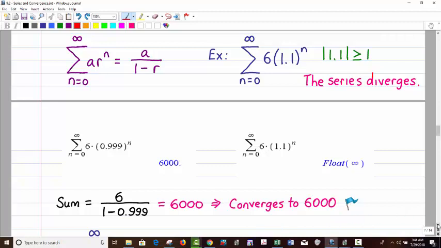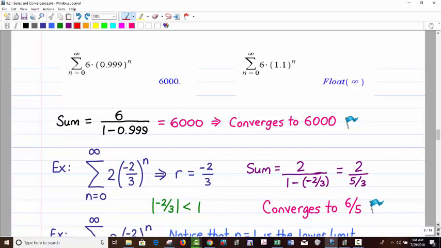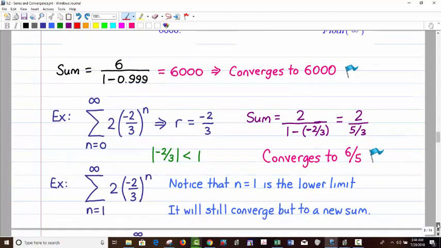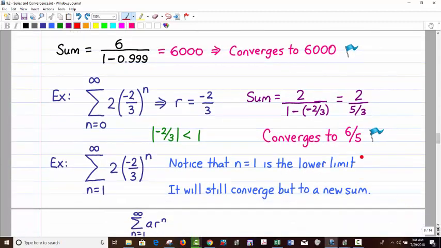So it's pretty straightforward on telling whether or not it's going to converge. And it's very straightforward on figuring out the sum when the n starts at 0. So we have negative 2/3 for this example. So we're in good shape. That's between negative 1 and 1. So had that been negative 3/2, we would have diverged. So the R is negative 2/3. So the A is 2. Obviously, if there's no number there, A will be 1. So it's 2 over 1 minus negative 2/3, which is 2 over 5/3. And that converges to 6/5.